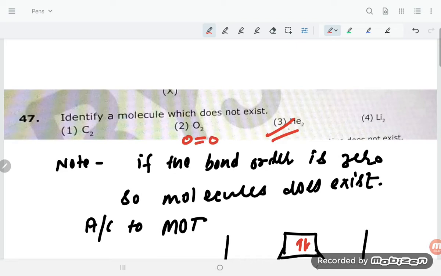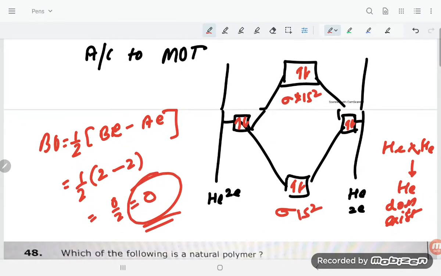O2 has bond order 2. Li2 also has a bond order, and carbon is also there with a bond order. So this molecule is not existing.